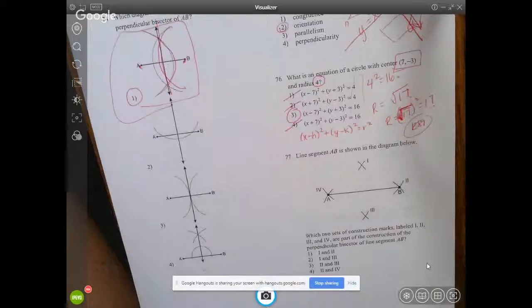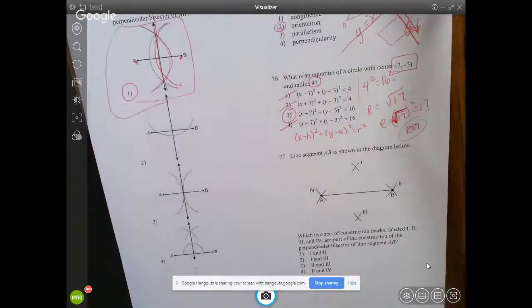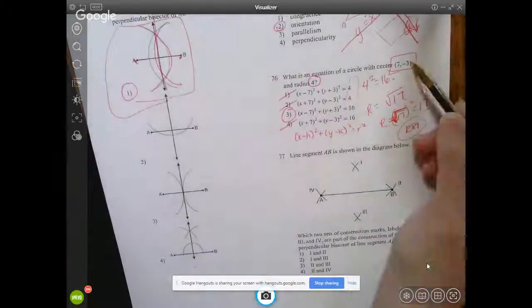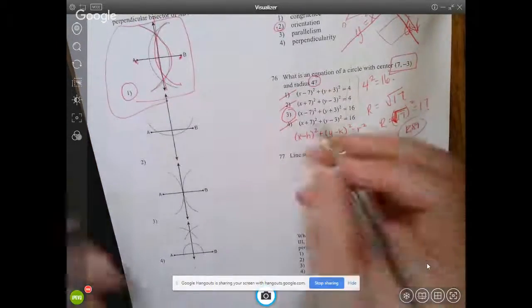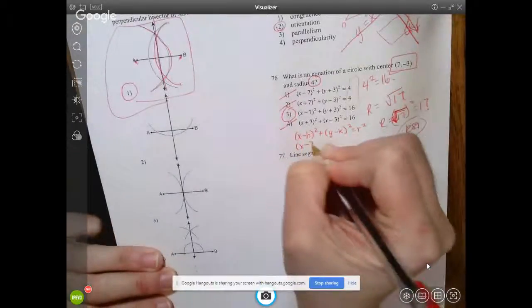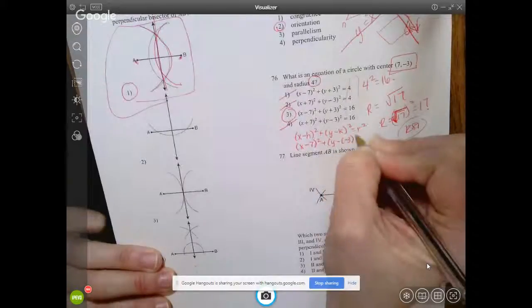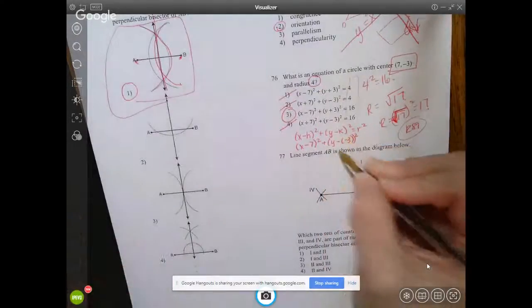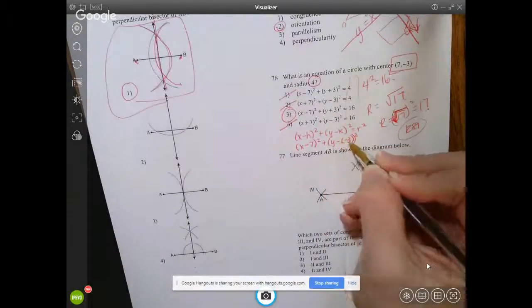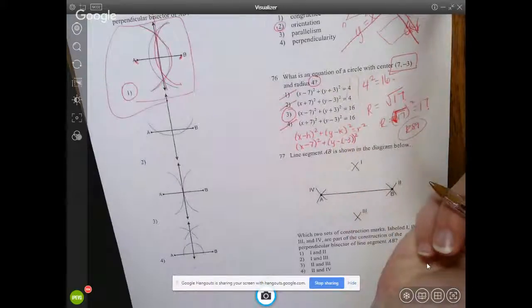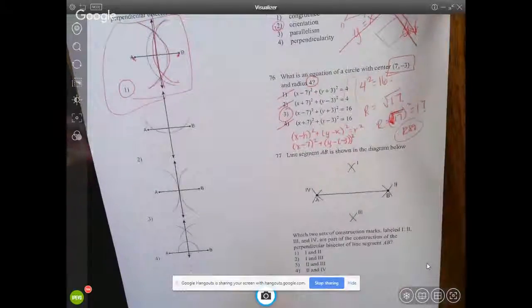So the radius is 4. In the formula, if it's like that again, basically when we put that in, really what's happening is we're putting negative 3 next to a subtraction sign. So a negative 3 is really positive. So that's why it's switching. Okay. 77.